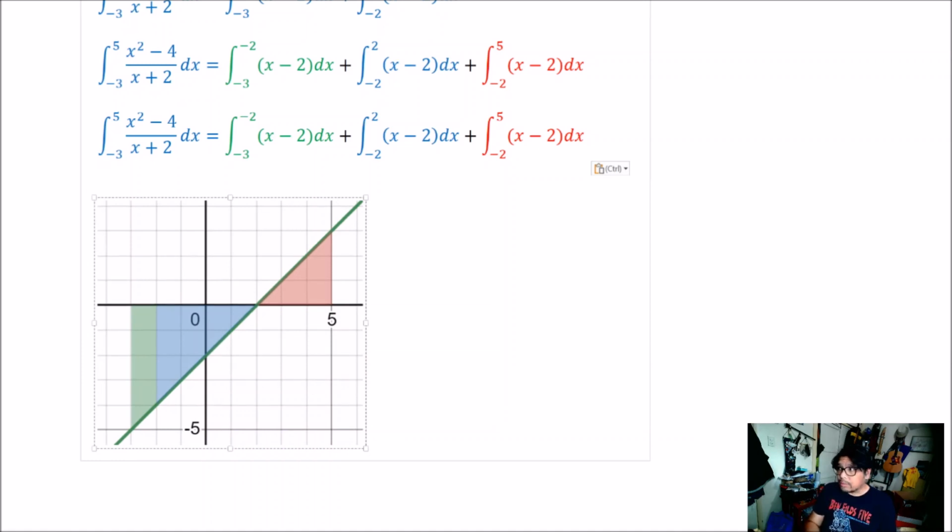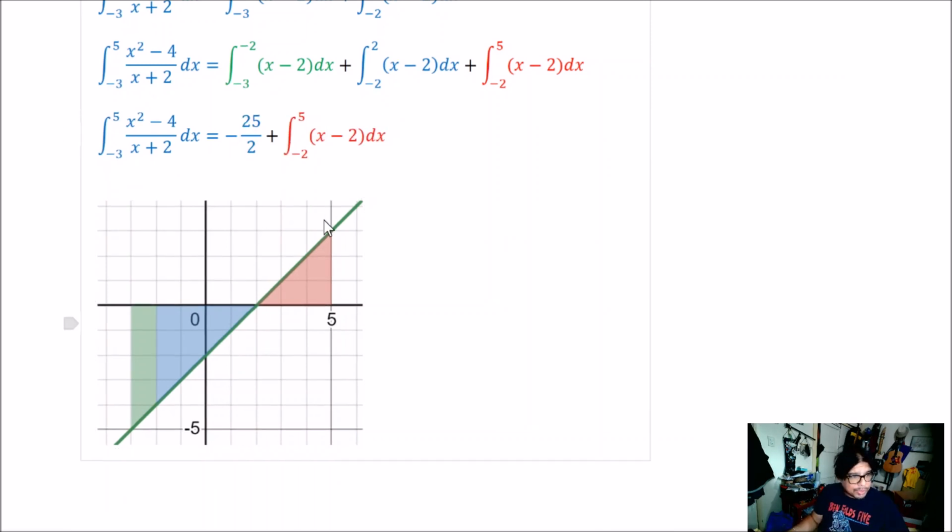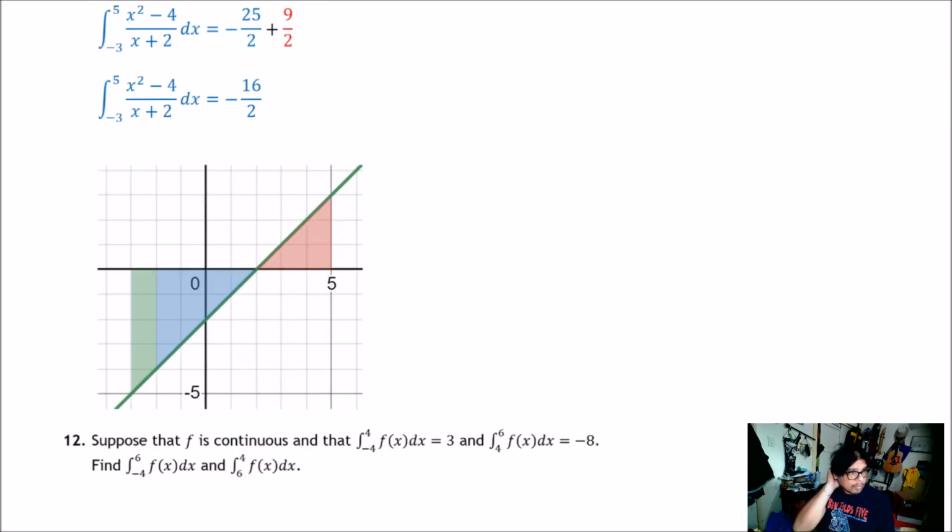Negative, of course. And then this red area here, just by counting, it looks like it has a base of 3 and a height of 3, so that is 9 halves. 1/2 times 3 times 3, of course. And then when you put all of that together, it should be 16/2 or just 8, which is a nice little bit of work for us. So that's our number 11.